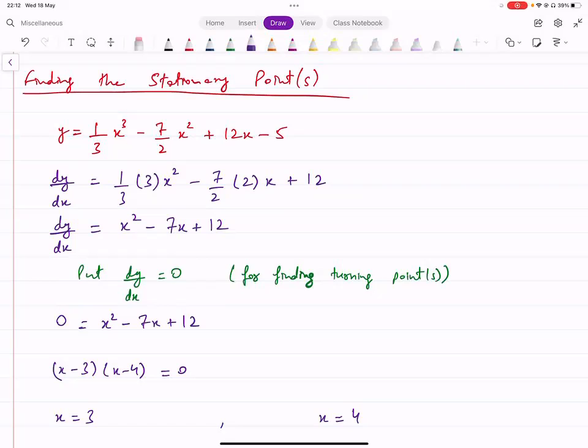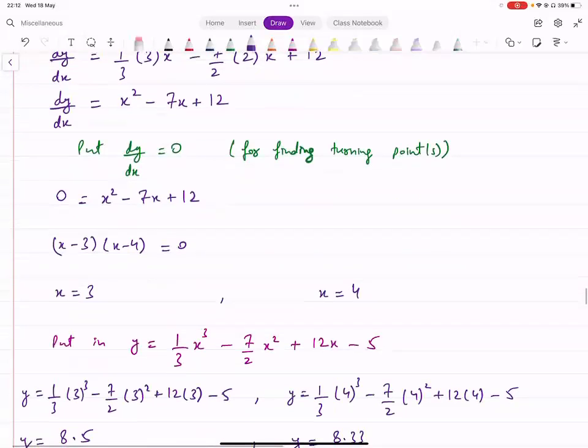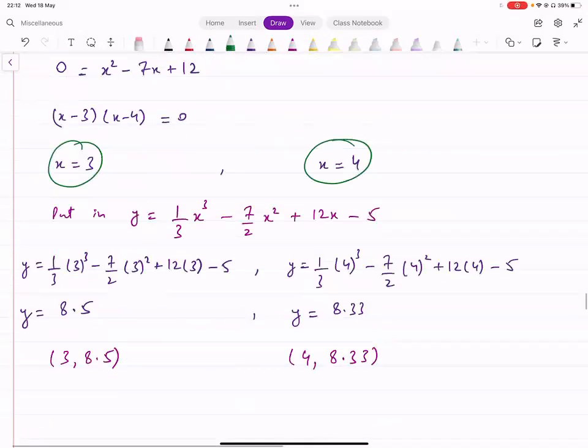हमने यहाँ पे किया, we found the values of x, 2 stationary points of this curve, उनके x coordinates. Corresponding y coordinates कैसे find कर सकते हैं? You can input these values of x back in the original curve. उसमें जाके input कर दें, आपके पास corresponding values of y आ जाएंगी.